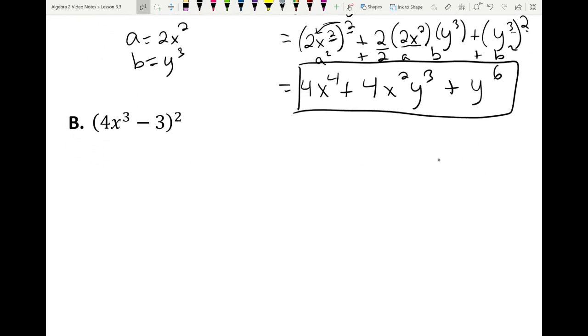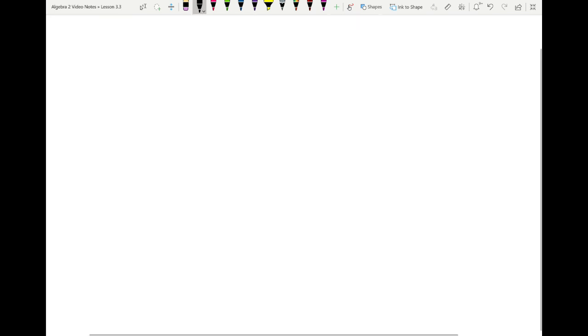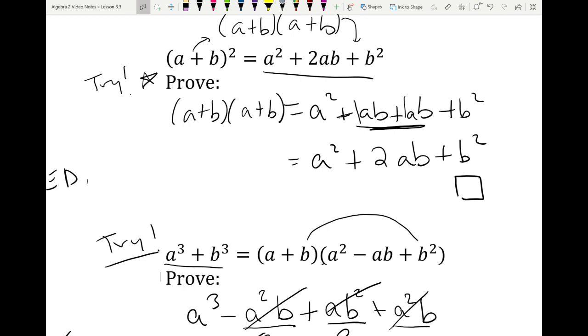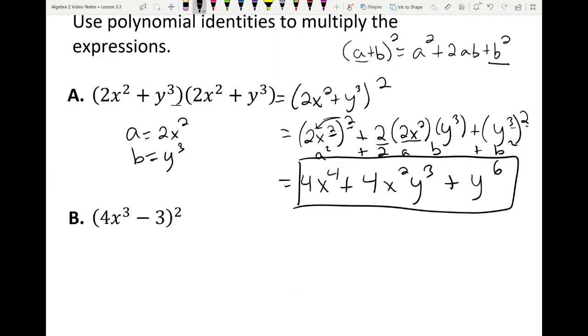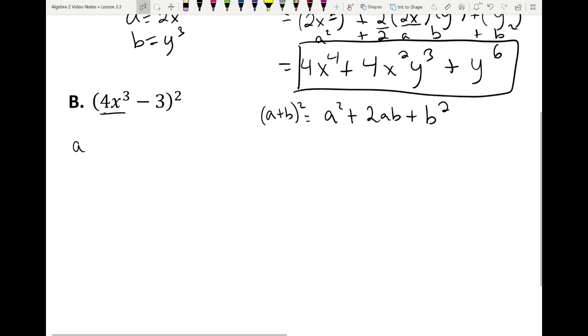Now let's look at part B. So let's go back to the previous identity. You have the positive version here, right? So this is the identity that we've been using. I'm going to rewrite that identity for the second problem. However, since we're looking at a minus here, I'm going to say that b is going to be negative 3. So I'm going to use the same expression: (a + b) squared is a squared plus 2ab plus b squared. But this time I know that a is 4x cubed, and b is negative 3 instead of positive 3.